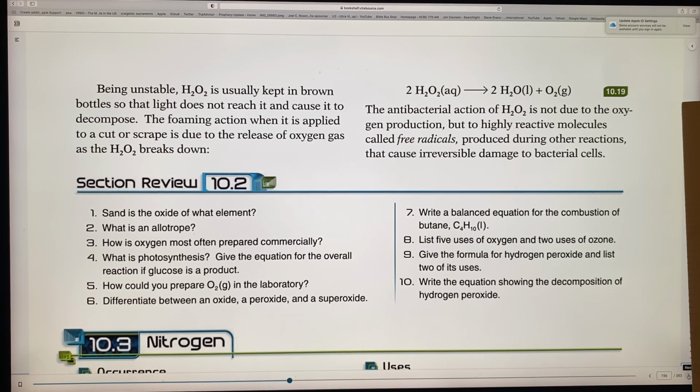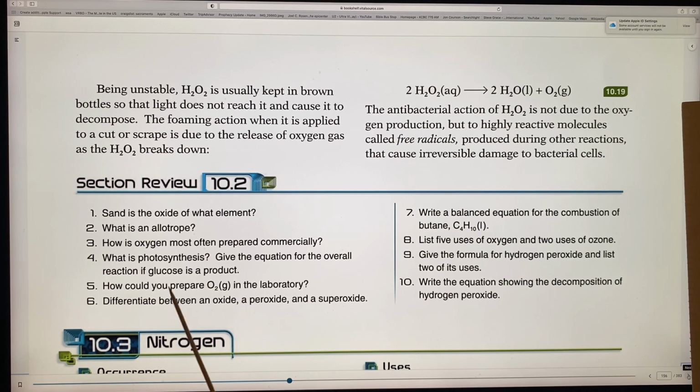What is photosynthesis? It's a process where plants manufacture glucose, and in manufacturing glucose, they give off oxygen. Give the equation. We looked at that equation: sunlight activating carbon dioxide and water, producing glucose and oxygen. Remember that, and you can look back on that equation of photosynthesis.